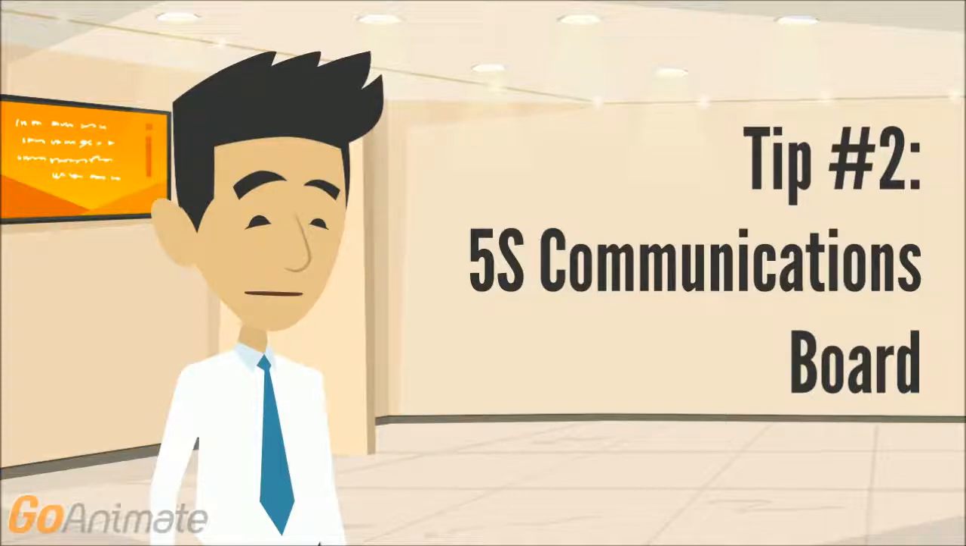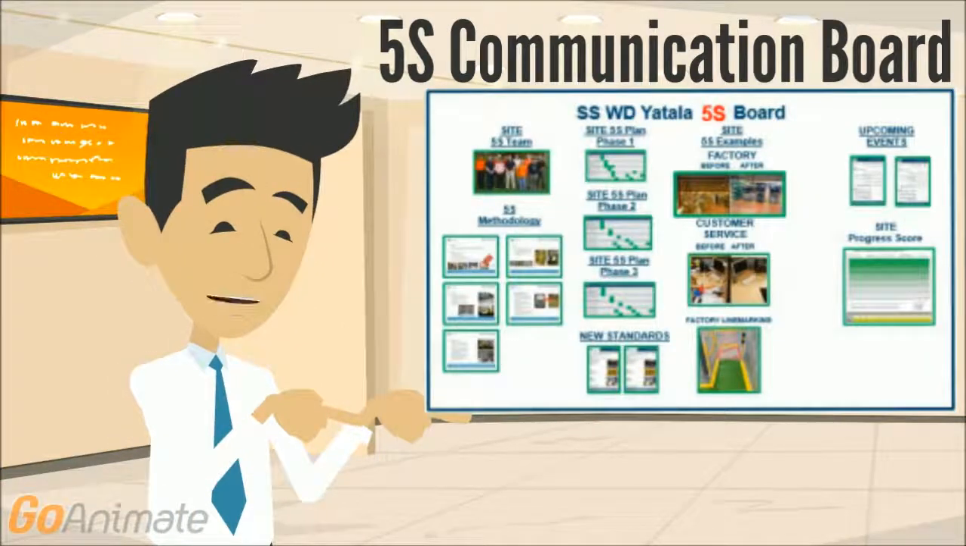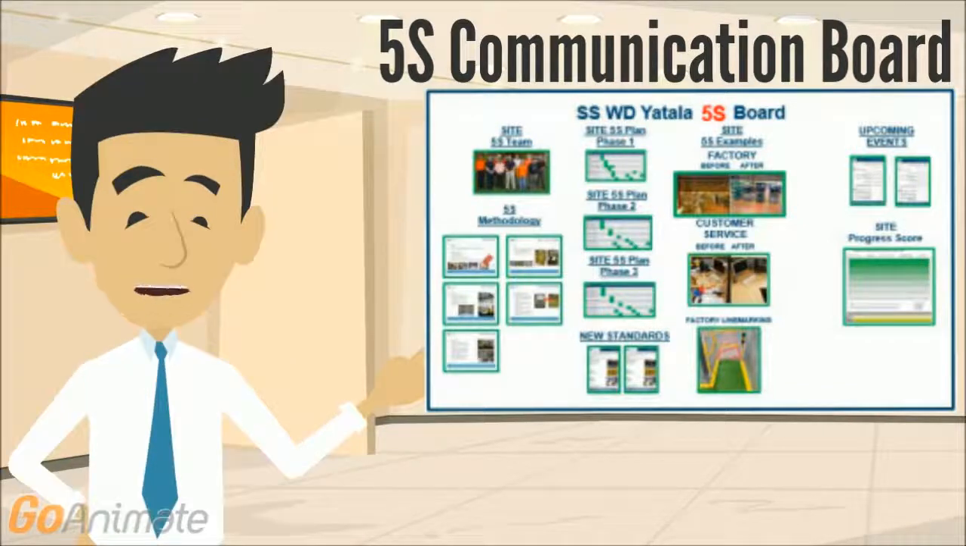Now for tip number 2. Communications board. Once you've got your program approved, then place this on a communication board, displayed in a common place for everyone to see. Here's an example of a 5S communications board. It shows the plan, the 5S team, the progress of the various activities, the results and any other relevant information about 5S. Like this example, the 5S communications board should be displayed in a prominent location for everyone to see.